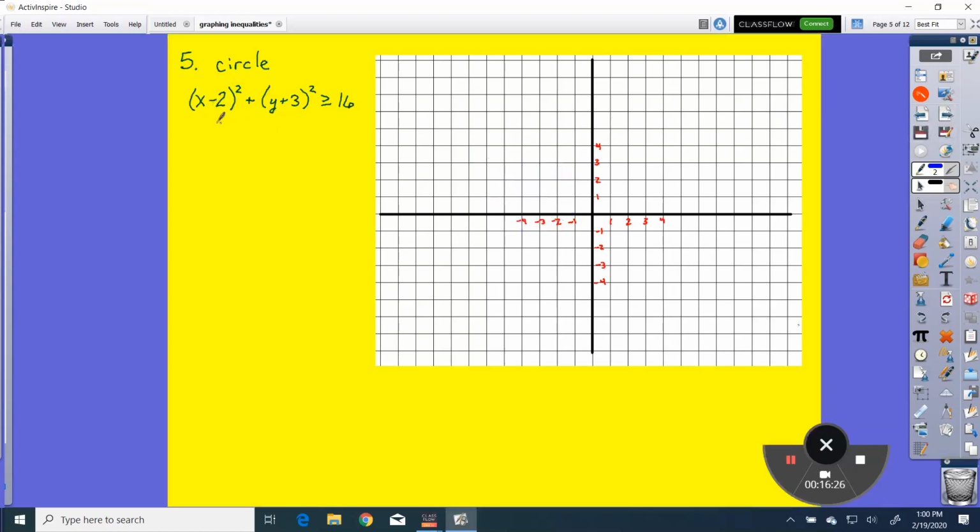So the center of this circle, the x value is negative 2, so that's going to be positive 2. The y value is a positive 3, so it's going to be negative 3. So x is 2, y is negative 3. That's the center. The square root of 16 is the radius, so the radius equals 4. So from this point I go 4. 1, 2, 3, 4. 1, 2, 3, 4.